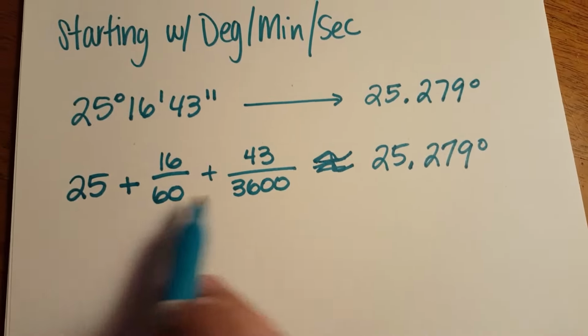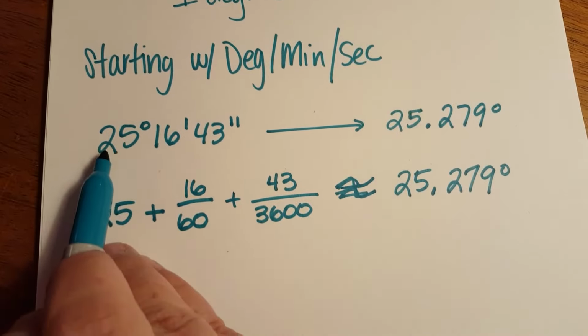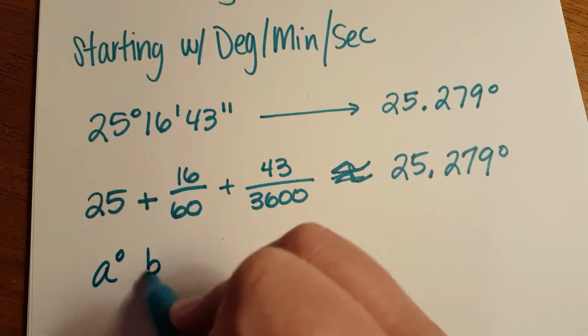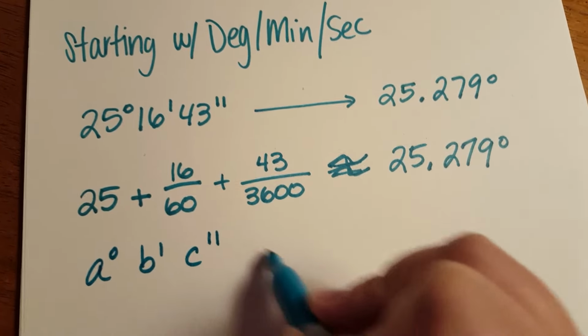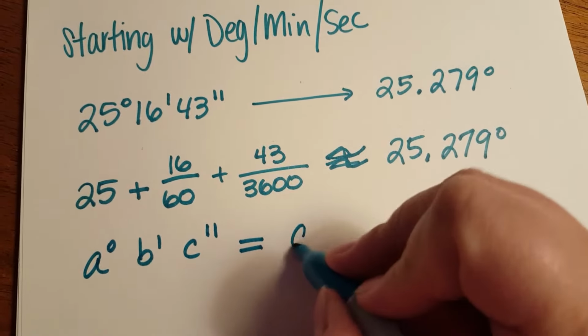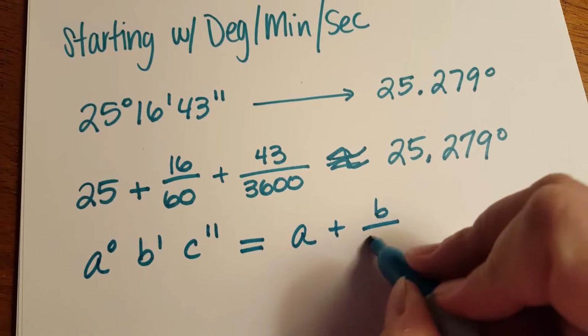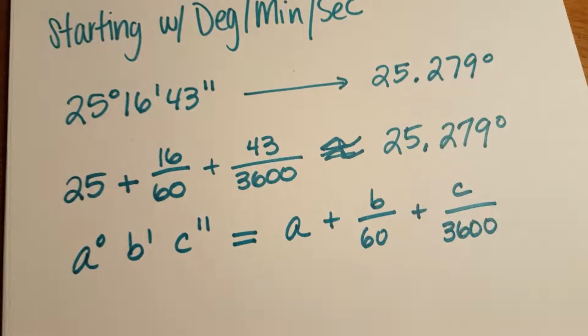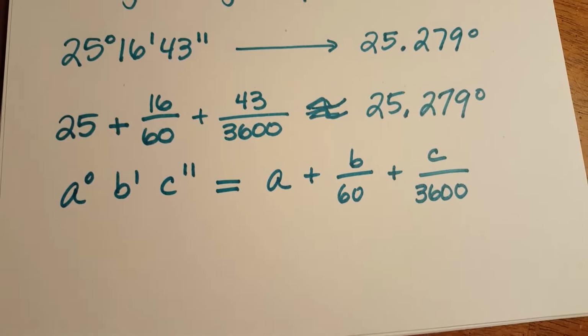Okay, this part is always the same. When we're starting out with degrees, minutes, seconds, let's say it's A degrees, B minutes, C seconds. It always goes A plus B over 60 plus C over 3600. That's the same way you convert it every single time.